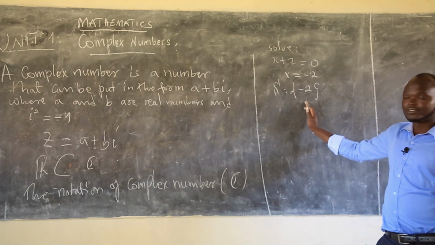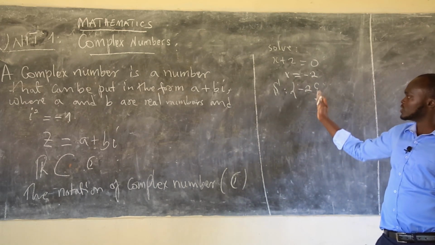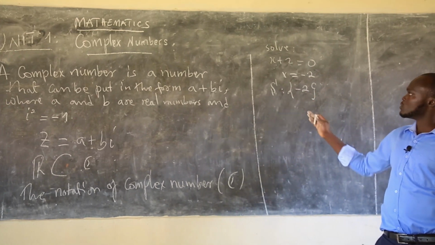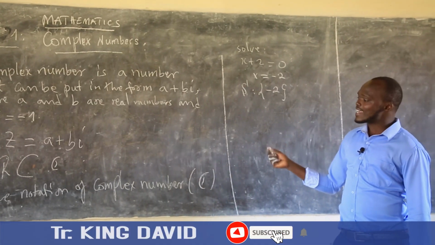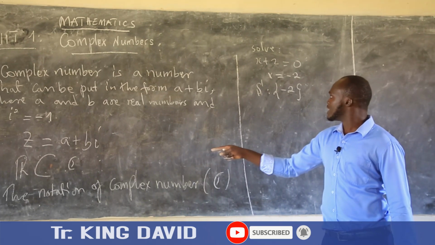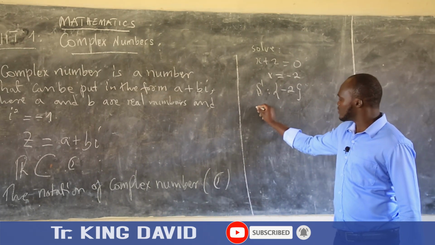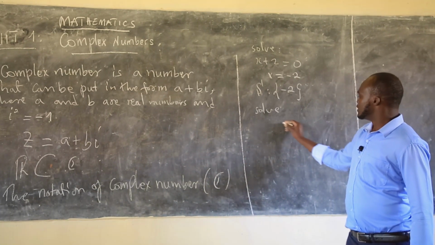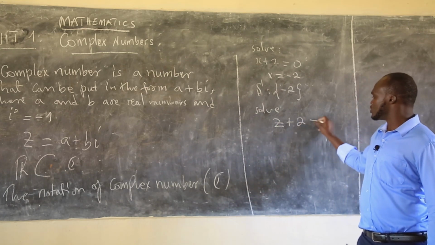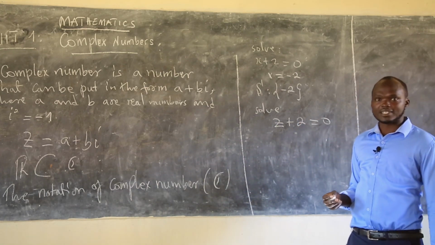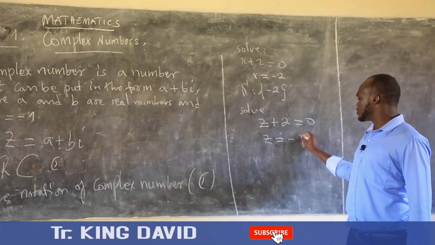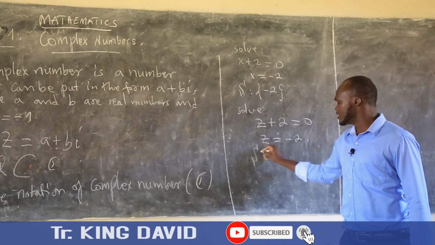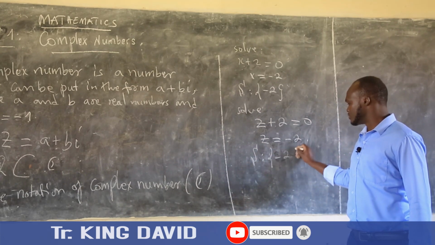Are you getting me here? So here x equals negative 2. So we are solving this one under the set of real numbers. So also, because a real number is a subset of a complex number, we can say, solve z plus 2 equal to 0 under the set of complex numbers. So meaning that here z will be equal to negative 2. So our set here also is negative 2.